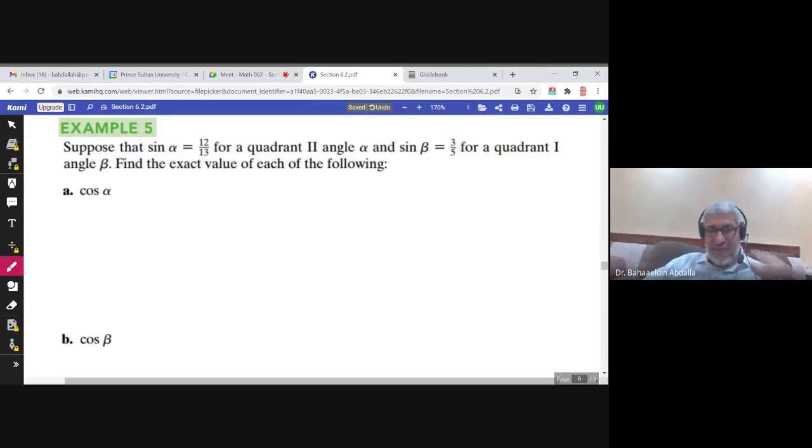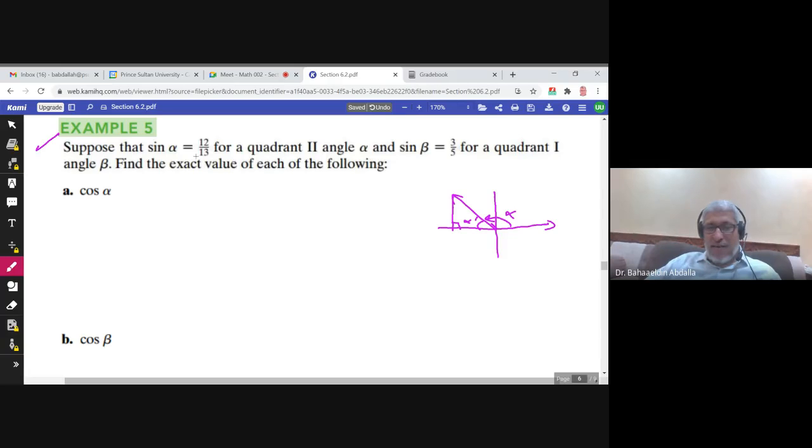Now the last type of examples in this section would be examples like this, and pay attention to this type of examples. Usually this kind of example, we ask about it in the exams. Suppose that sine alpha is 12 over 13 for a quadrant 2 angle alpha. Well, the first thing here is to sketch the graph of the angle alpha in quadrant 2. So this is the angle alpha in quadrant 2, and this is alpha prime, which is the reference angle of alpha.